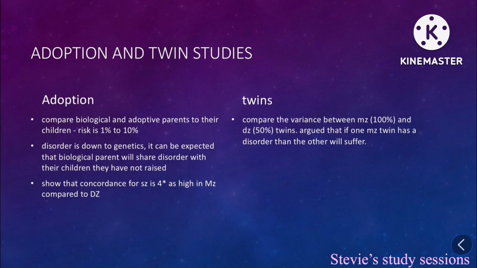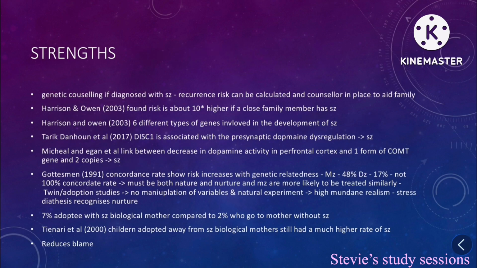It's shown a concordance for schizophrenia is 4 times as high in MZ twins compared to DZ twins. Twins. Compare the variance between MZ twins 100% and DZ twins 50%. Argue that if one twin has this disorder, the other will suffer. If you are confused, please go watch the video on adoption and twin studies as I go over this in a lot more detail.